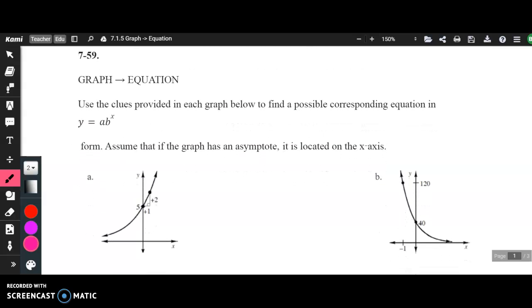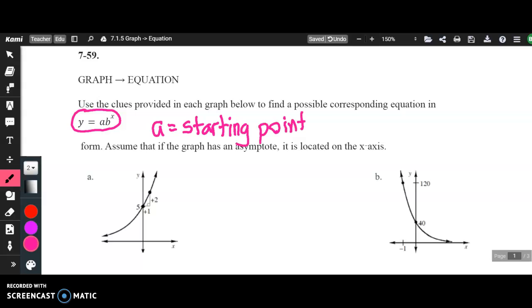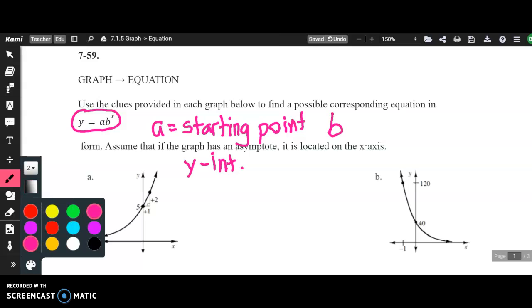So what we're going to be doing today is I'm going to give you 6 graphs. And in those 6 graphs, what you're going to be doing is finding an equation for them. Now, each of your equations should be in the form y equals a times b to the power x. A reminder, a is our starting point or our y-intercept. That's our y-intercept as well. B, that's our rate of change.